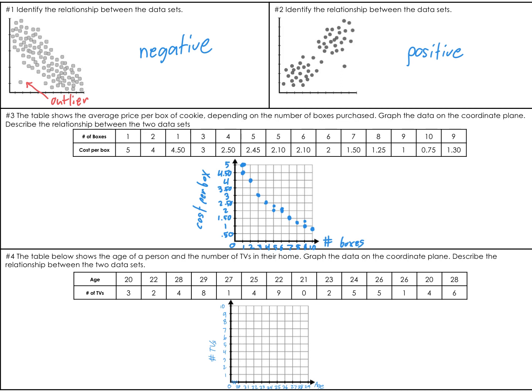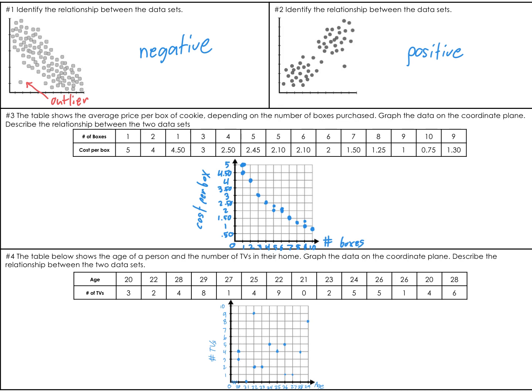Let's quickly plot the first point. 20 is here, and then 3 is here, so this will be our first point, and we're going to do the same thing for the other points. This is what the complete scatterplot looks like. Notice how as the age increases, the number of TVs is kind of random. It doesn't go up, doesn't go down, doesn't stay the same. There's just plotted points all over the place. So we call that no association.